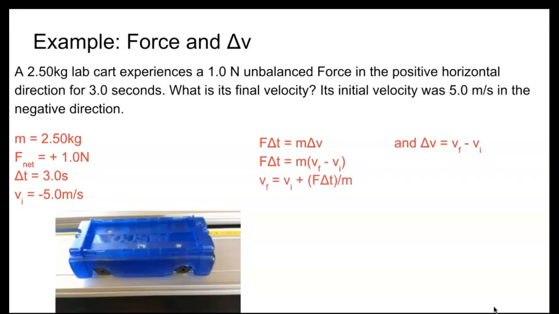I can rearrange all this to solve for V final, plug in my numbers, be very careful to keep my negative 5 meters per second, and I get a V final of 3.8 meters per second in the negative direction. So we slowed this cart down. It was moving in the negative direction. We applied a force in the positive direction. That slowed the cart down.